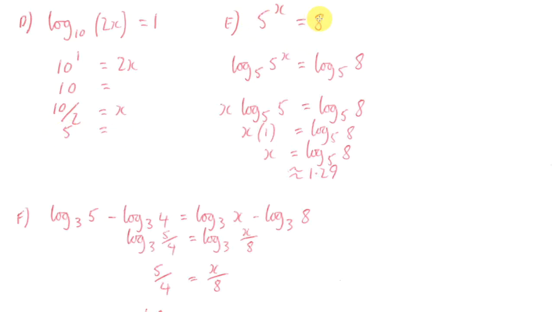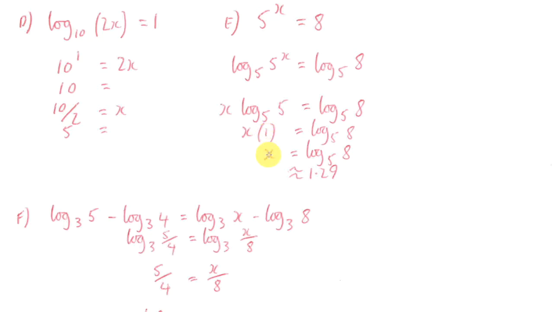E, this time I have 5 to the x equals 8. Now this is an indicial equation, and usually what we'll try and do is get the base on the left to equal the base on the right, but it's going to be impossible for us to rewrite that 8 so it's 5 to the power of something. So this is what I'm going to do. I'm going to take log base 5 of both sides. I'm doing the same thing to both sides, but the reason I choose log base 5 is because I've got a 5 here. Of course, what will happen now is that my x can come down, and log base 5 of 5 will simplify to being 1.